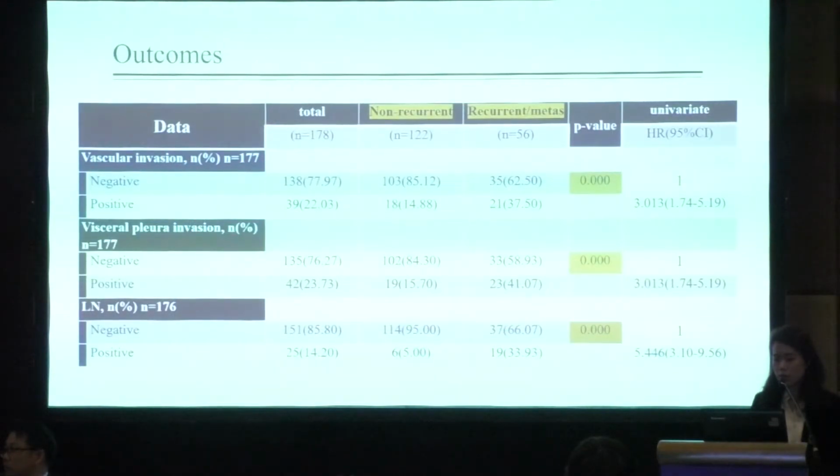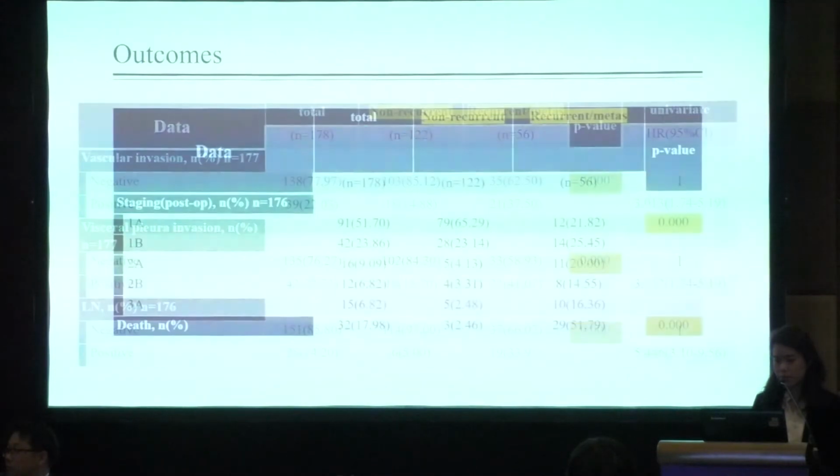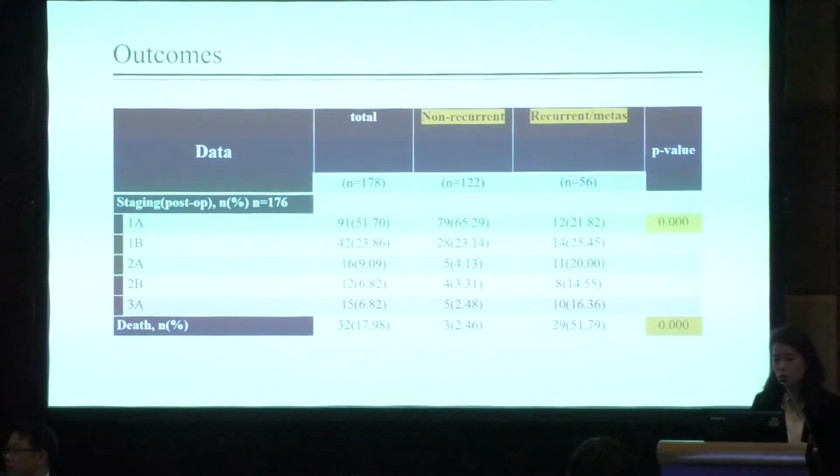Other factors that seem to have impact on recurrent and metastatic rate are vascular invasion, visceral pleural invasion, and lymph node positive for malignancy. Patients with higher post-operative staging had a higher recurrent or metastatic rate.